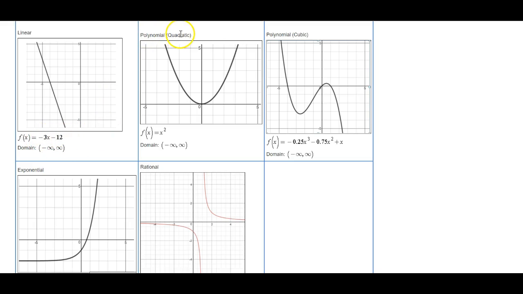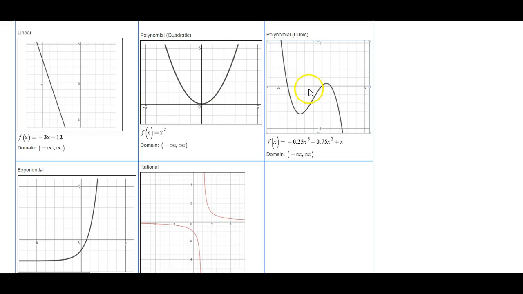Now let's look at the quadratic. Same thing. I can always square any real number. And the square is always a positive number. That's why the graph is above the x-axis.